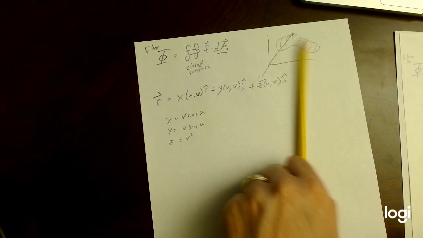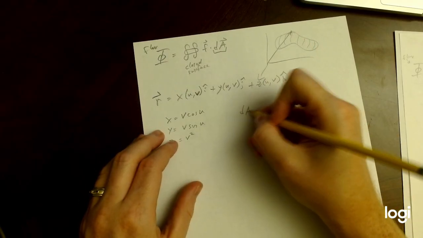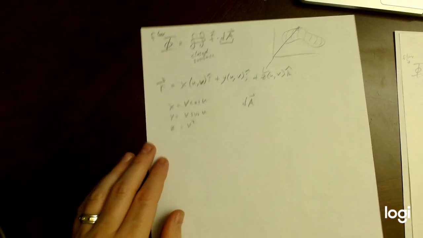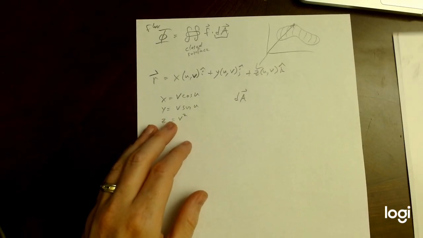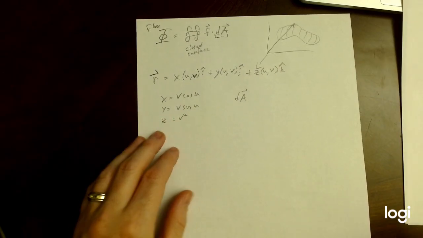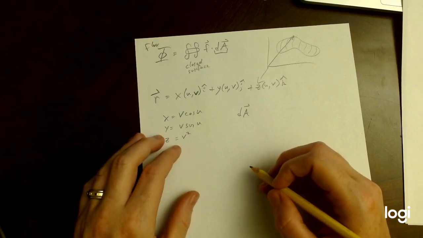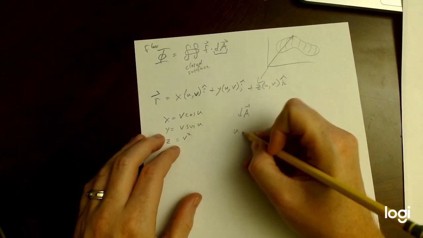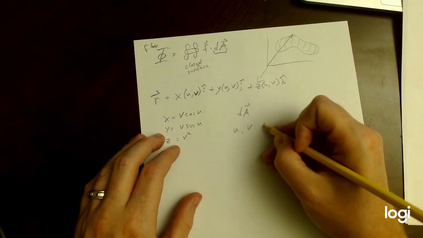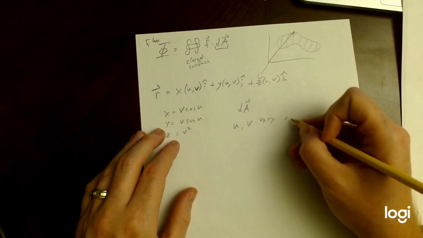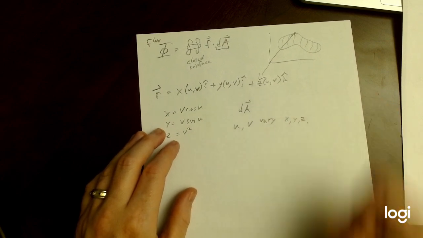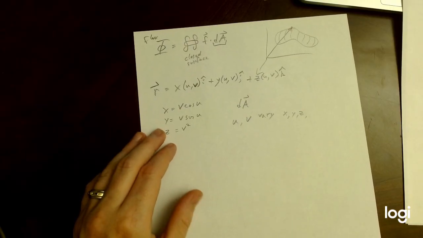So how do we find dA? In order to find that dA, we need to figure out how, if we let u and v vary, x, y, and z will vary as a result.